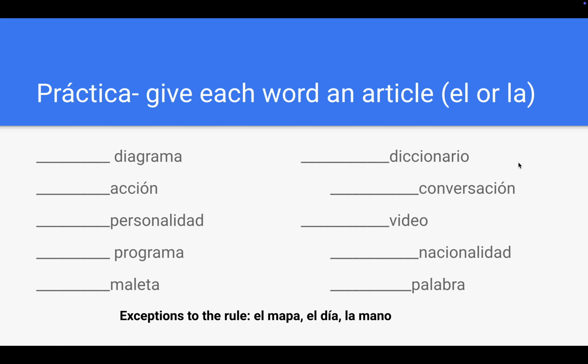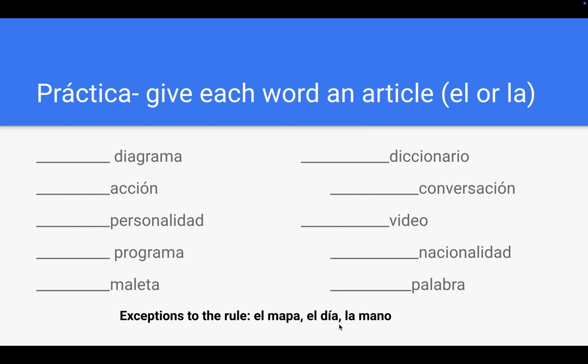El diccionario ends in an o, so it's a masculine article. La conversación, ión ending makes it feminine. El video, o ending is masculine. La nacionalidad, the dad ending makes it feminine. And la palabra ends in an a, so it's feminine.